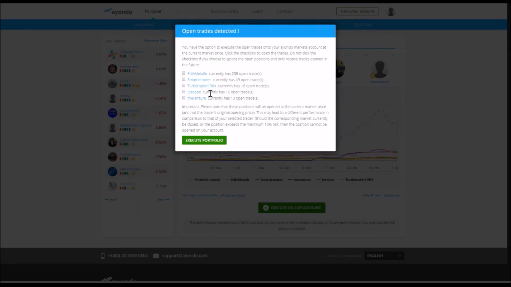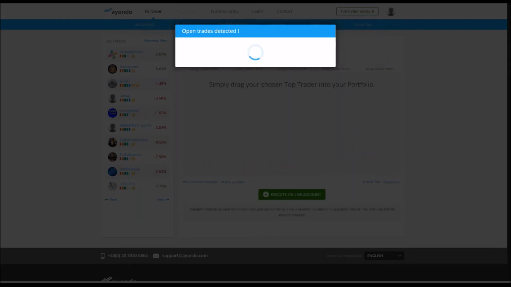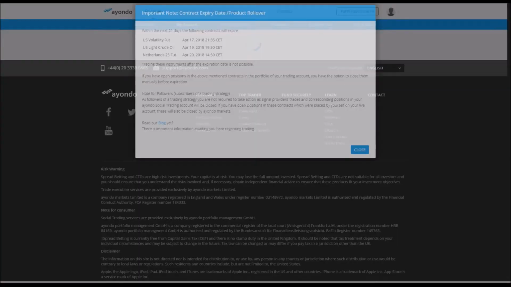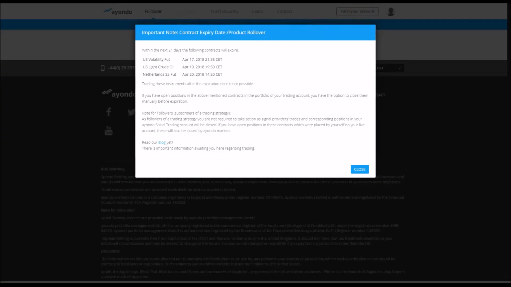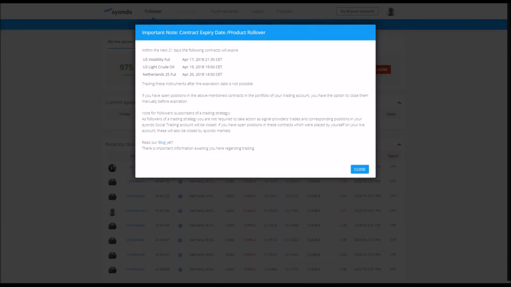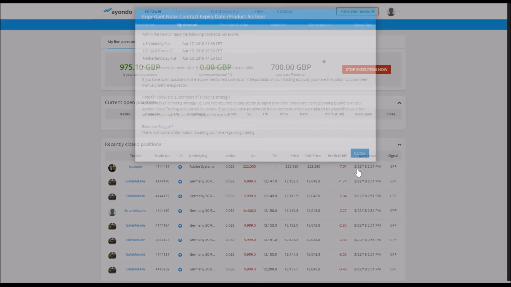I get put into that trade where it's trading now. So for me, I've got no interest in mirroring their historical trades, but I'm interested in following any new trades. Okay, so that's it. I won't click any of this. Execute portfolio, and that's it. We're ready to go. There's a bit of contract detail stuff in there about contracts expiring. It's not particularly interesting. And we're going.